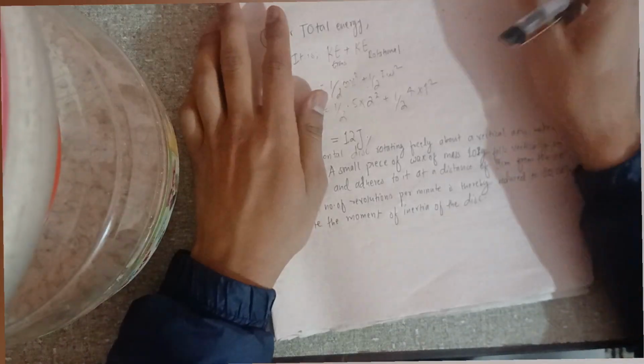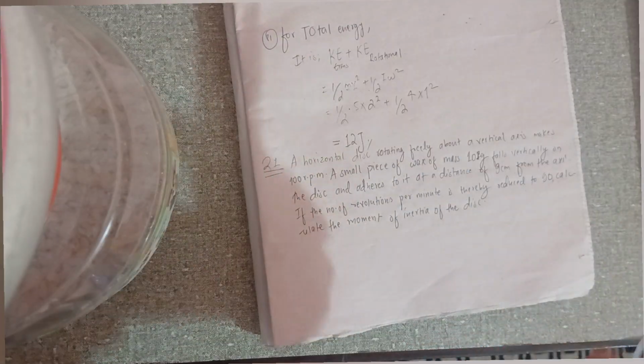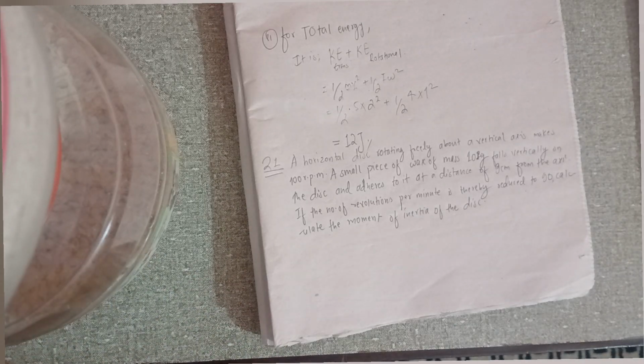So let's read the question very thoroughly. A horizontal disc rotating freely about a vertical axis makes 100 revolutions per minute. A small piece of wax of mass 10 gram falls vertically on the disc and adheres to it at a distance of 9 centimeter from the axis. If the number of revolutions per minute is thereby reduced to 90, calculate the value of moment of inertia of the disc. So in this question we first write all the things.